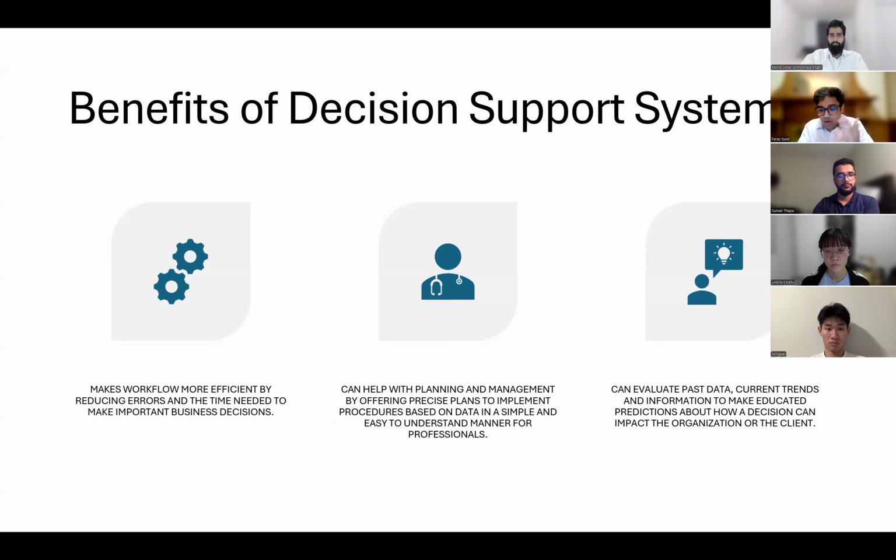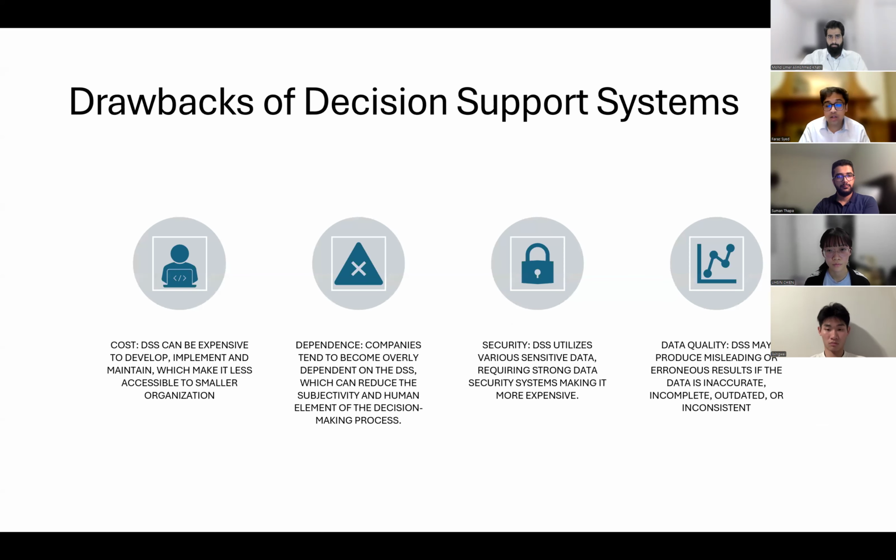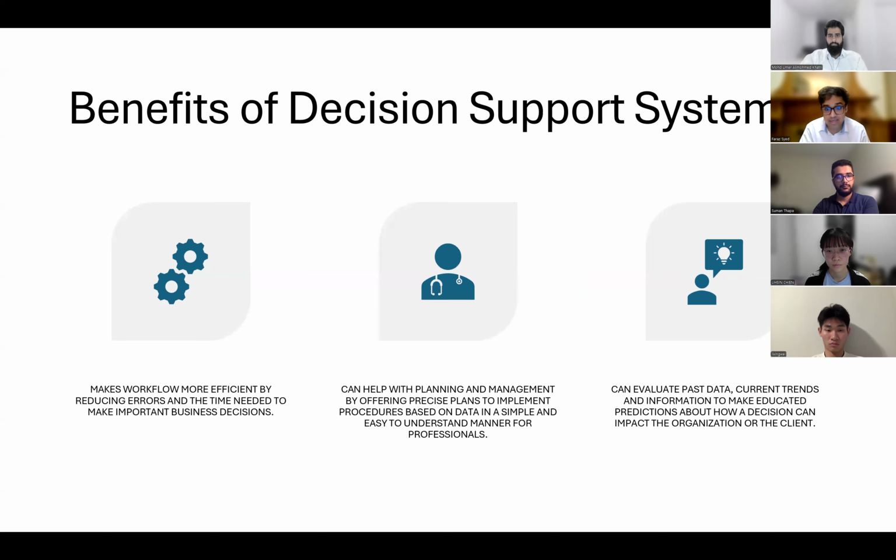Just like we talked about in the LinkedIn Learning assignment that we did recently, flow charts, graphs, and scatter plots help managers, even with minimal knowledge, see the progress and make decisions in the best interest of the company. It's more about that. And the decision support system will also help you evaluate the current trends, the past trends, and the information to make educated predictions about how a decision can impact the organization or the client.